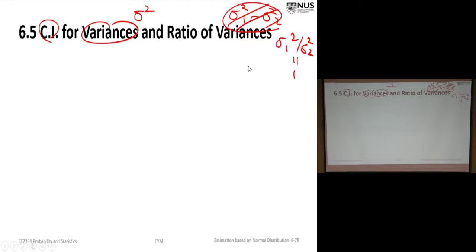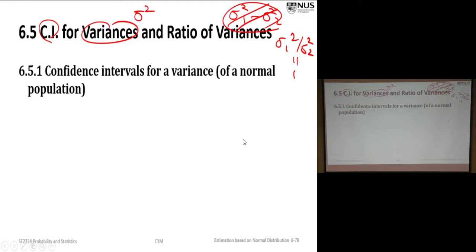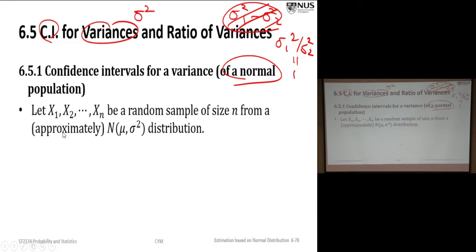So we want to find the confidence interval for sigma square, and for sigma 1 square over sigma 2 square. First of all, assume that the data is from a normal population. So x1 up to xn is a random sample taken from a population that is either normal or approximately normal, with mean mu and variance sigma square. We are interested to find a confidence interval for sigma square.